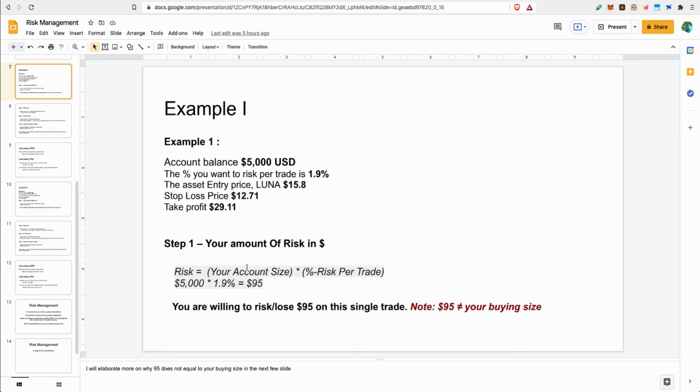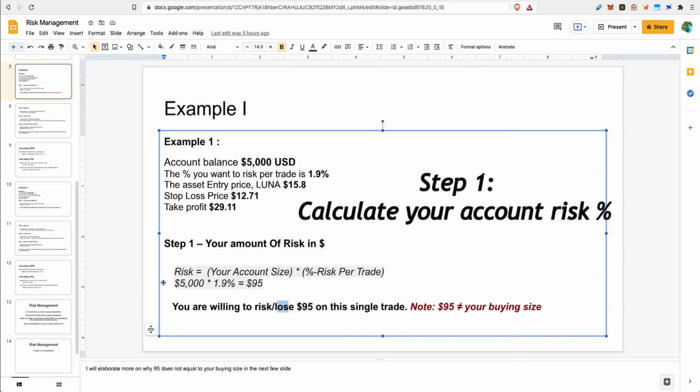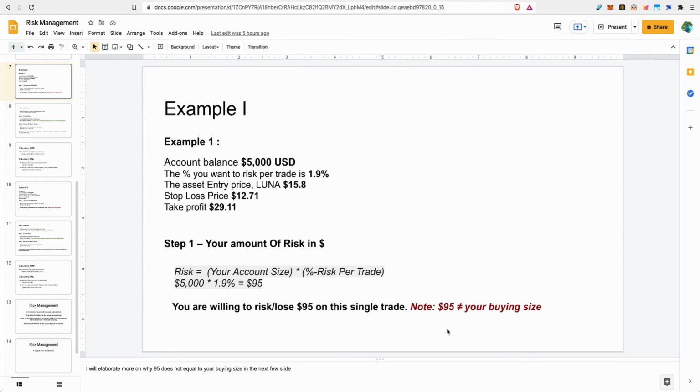If I go back to my example here, how to calculate your position. Your risk is your account size times your account risk percentage. So in this case, it's $5,000 times 1.9% equals $95. This $95 is the amount you're going to lose if your stop loss is triggered. It's not your buying size. You're not buying 95 worth of Luna. Your buying size is going to be a lot more than $95. So just remember, your risk is your account size times your account risk.